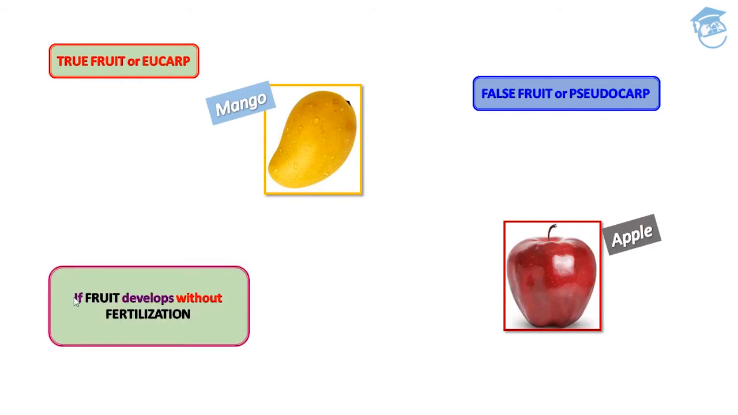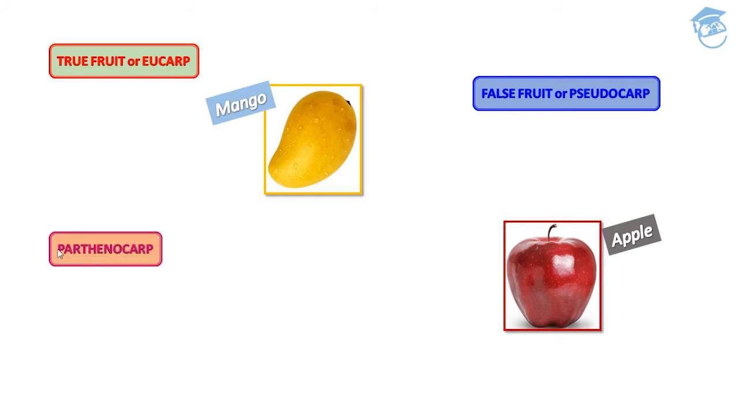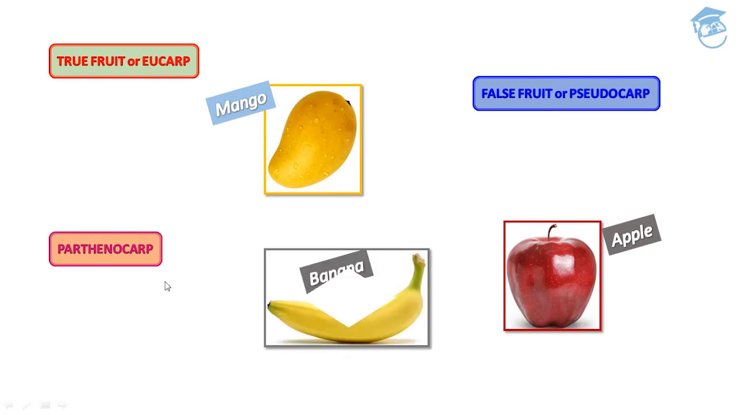And if a fruit develops without fertilization, then that is called parthenocarp, and that fruit is called a parthenocarpic fruit. Okay. An example is banana. A true fruit is mango, a false fruit is apple, and a parthenocarpic fruit is banana. I hope it is now clear to you.